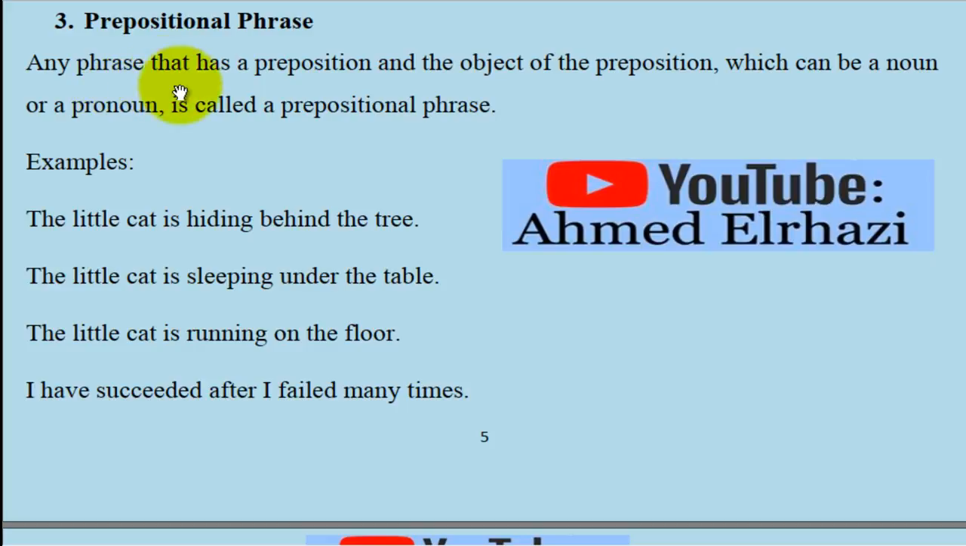Any phrase that has a preposition and the object of the preposition, which can be a noun or a pronoun, is called a prepositional phrase. Meaning, if you find a phrase that has a preposition with its object, which can be a noun or a pronoun, it is called a prepositional phrase.